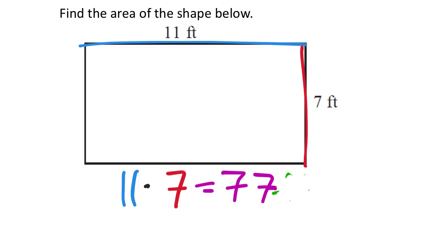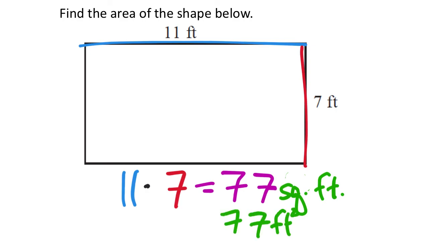So maybe I didn't need to erase that because there's 2 different ways to write it. But I'm going to put square feet like this. That's a cube, by the way. But yeah, you could have written it as 77 feet squared if you wanted to. And again, it doesn't change the number, the value. It just changes the way that you write the label, and both work.